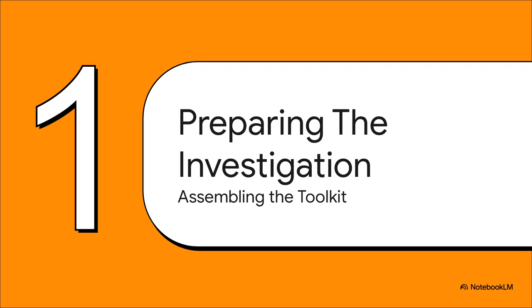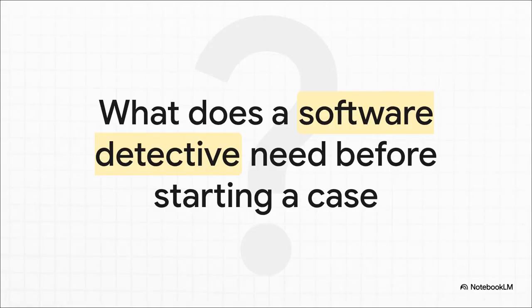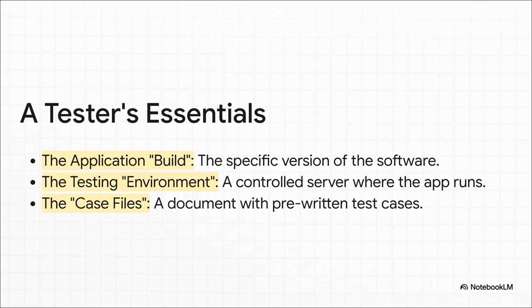Our detective, the manual tester, can't just start clicking around randomly, hoping to find something. No. A proper investigation needs meticulous preparation and exactly the right tools for the job. So what's in this toolkit anyway? Before our detective can even begin the hunt, they've got to get all their gear in order. What do they absolutely need? Well, it really boils down to 3 key things.